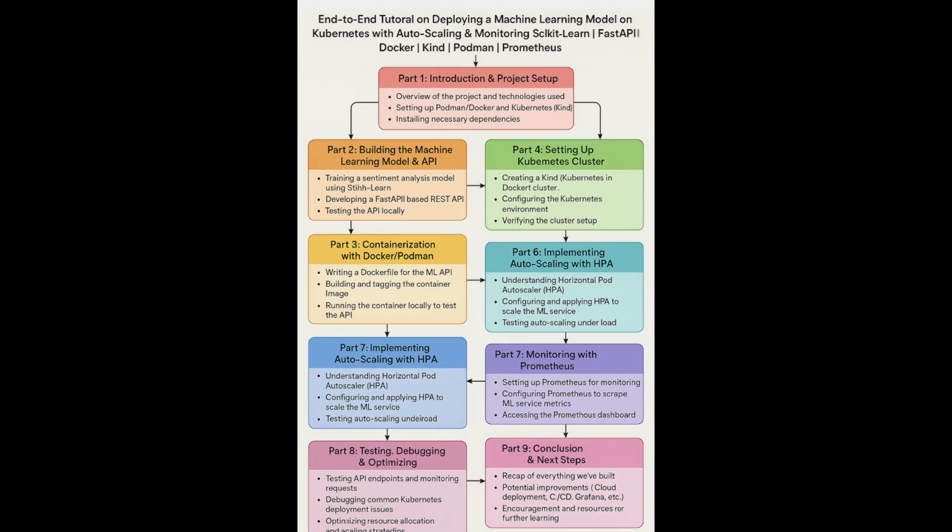So welcome back to the continuation of our tutorial series on deploying a machine learning model on Kubernetes. In this part, we'll be setting up the monitoring with Prometheus. We'll be setting up Prometheus for monitoring and configuring Prometheus to scrape the ML service metrics that we have defined earlier with our API service, like the number of prediction requests sent to the model that we deployed.